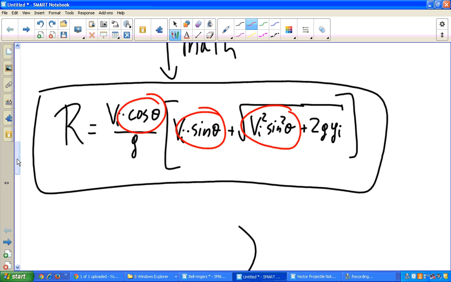So I hope that helped you guys out. Again, we derived the general range equation, the total time the projectile was in the air, and we solved for the max range. All right, best of luck.